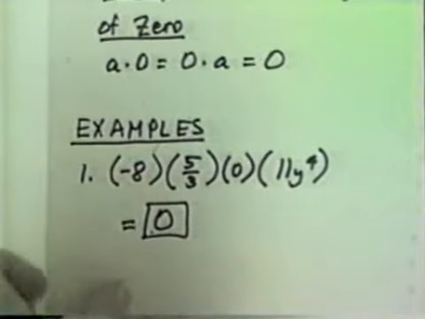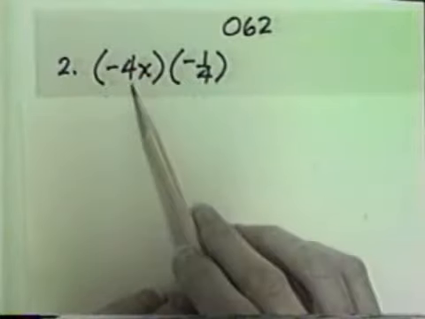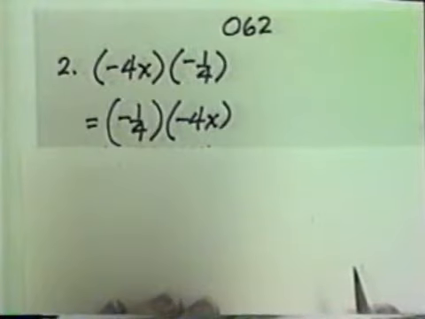Now let's do some that are not so simple. Let's take -4x and multiply by -1/4. -4x times -1/4. We can rearrange this so that the numbers sit side by side. -1/4 times -4x. Remember the property we're using here? This is switching the order. The order property is the commutative property.